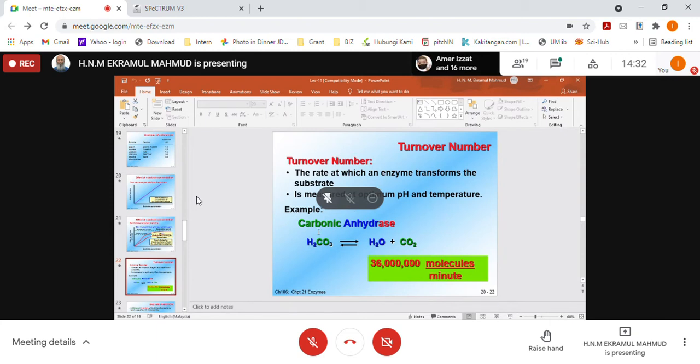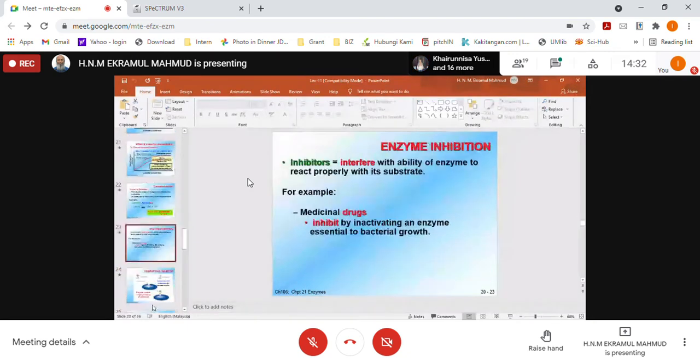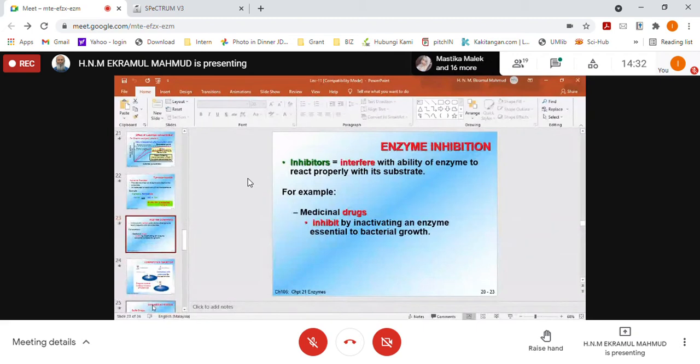For example, for carbonic anhydrase, to convert carbonic acid to carbon dioxide and water, the turnover number is 36 million. That means 36 million molecules per minute can be converted, which means this one is the rate. With this rate, this enzyme can transform the substrate, carbonic acid in this case, right? So this is the turnover number.